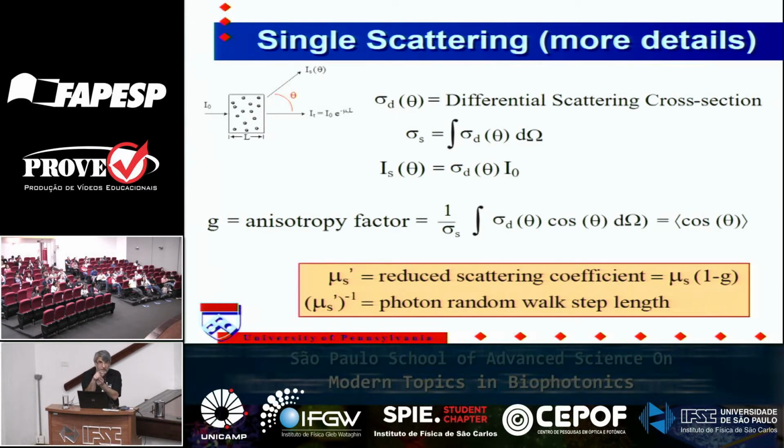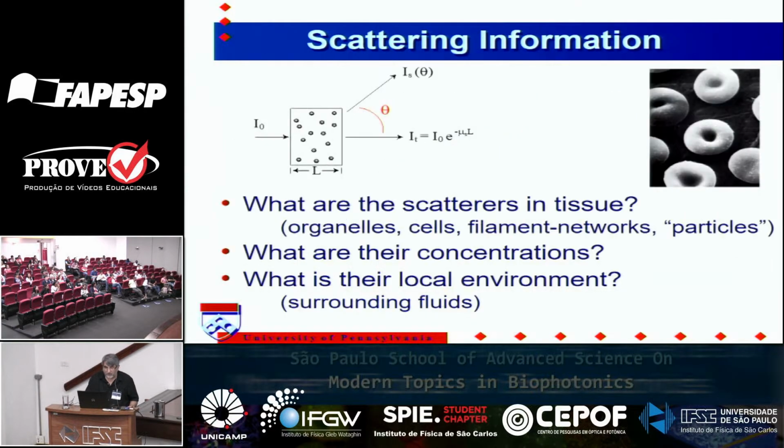So it's a measure, if you like, of how far people will use it. We're going to use it later because it's a measure of how forward the scattering is in any given event. So far I've talked about this scattering coefficient, but later I'll talk about a photon random walk step or a reduced scattering coefficient, which is related to both this anisotropy and also this scattering coefficient.